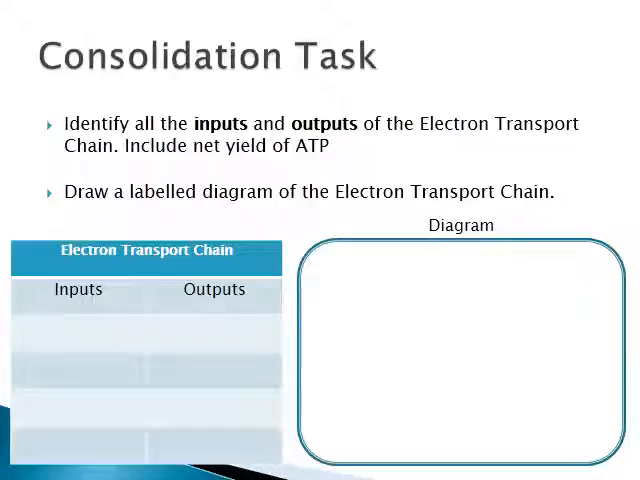Consolidation time. So inputs and outputs of the electron transport chain. Your inputs, the things coming into it, are oxygen, NADH, FADH2, and ADP plus Pi. So they're all of your inputs. Your outputs, the things that are produced during the electron transport chain, are water, NAD, FAD, because they're the unloaded acceptor molecules since they dropped off their hydrogen ions and electrons. And your final output would be ATP, and it would be 32 to 34 ATP.